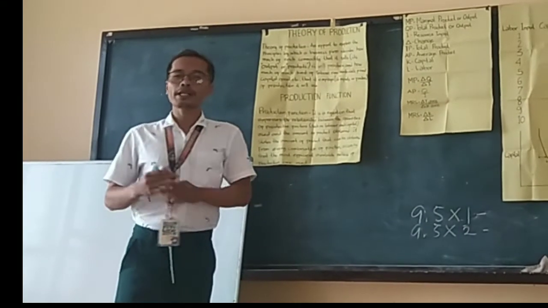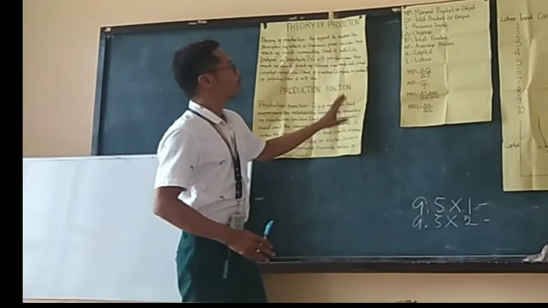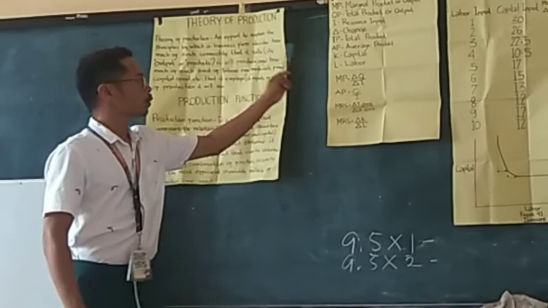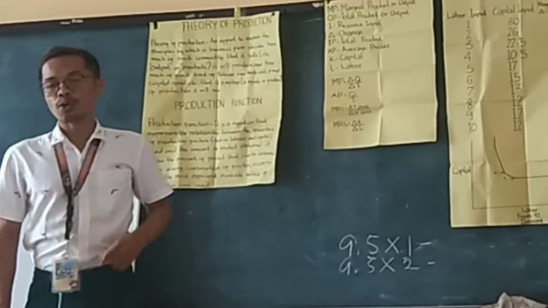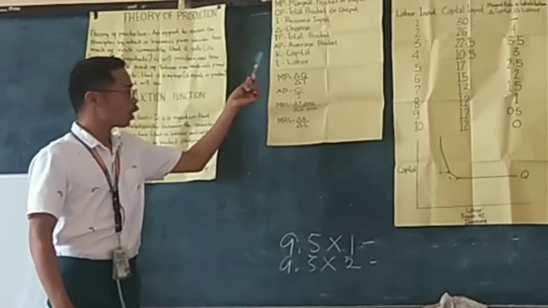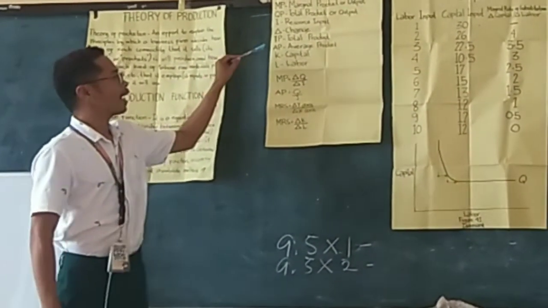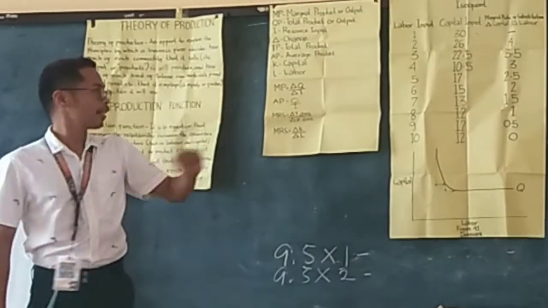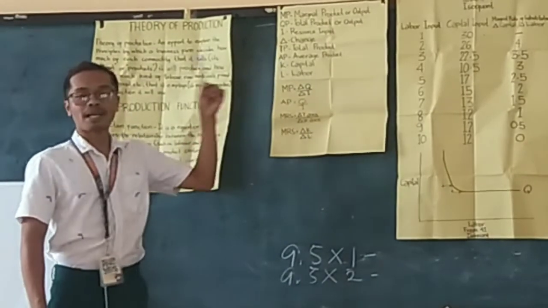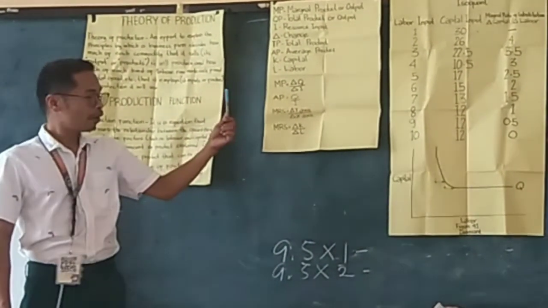Before I proceed with my explanation, let me present the different formulas, how we compute the input and output in production. MP is the marginal product or output. QP, total product or output. I stands for resource input. This triangle represents change. TP is total product. AP is average product. K for capital. L for labor.